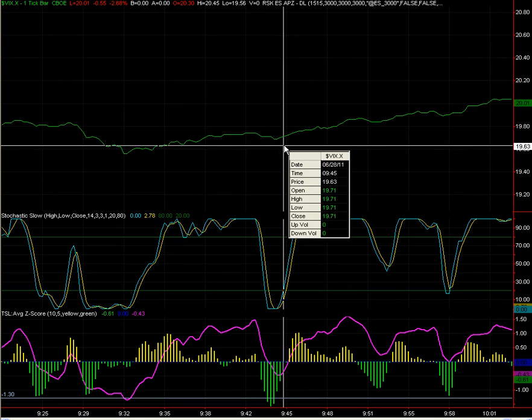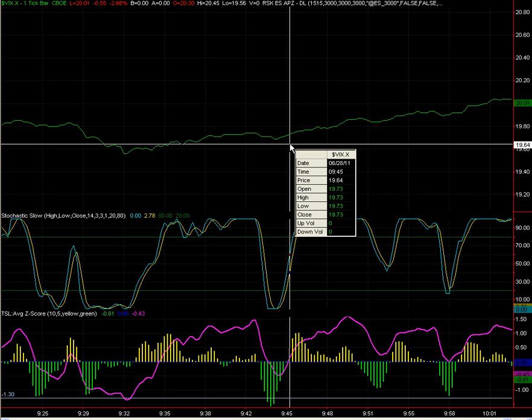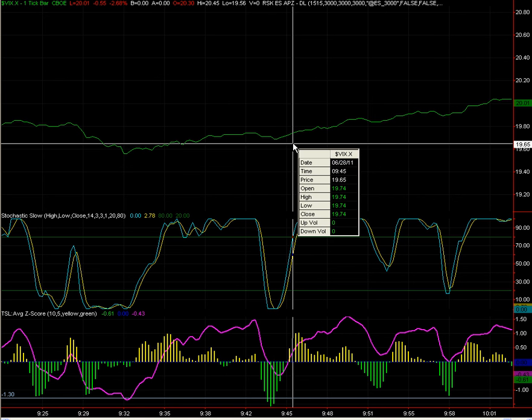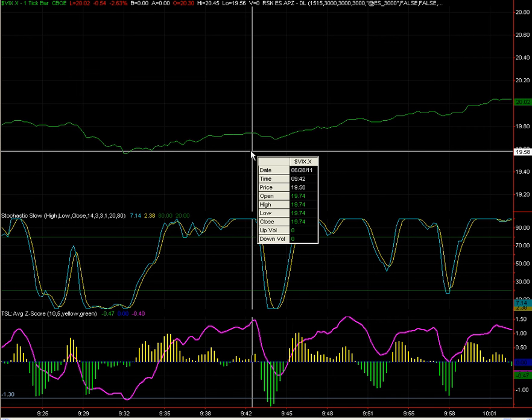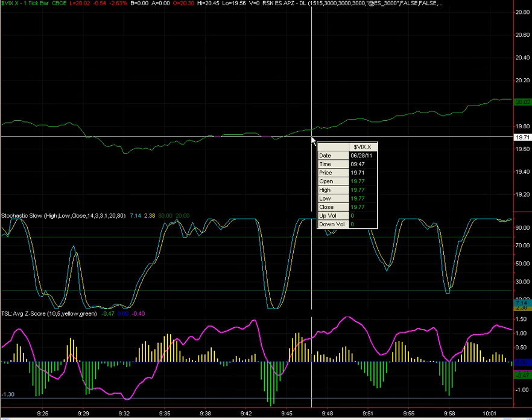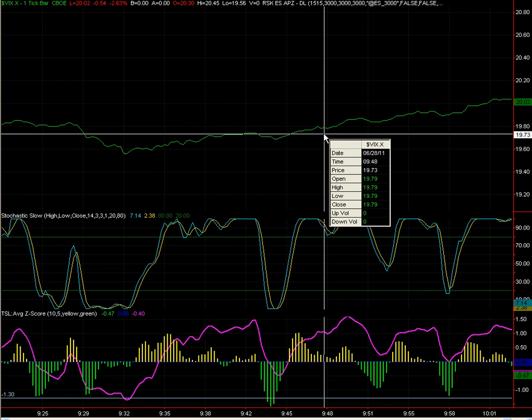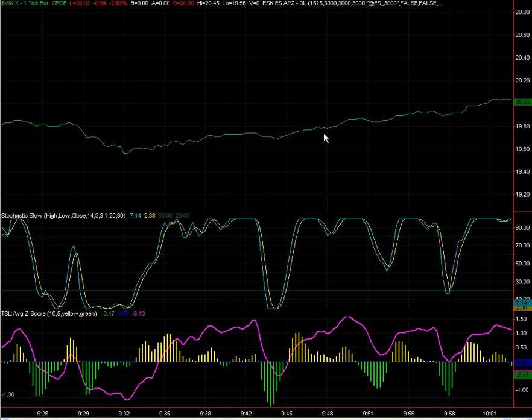But then as the VIX came back at 9:45, the price of the VIX again was at 19.74, same as it was here. But by 9:48, the VIX was at 19.79. That was a telltale sign that the market was going to come back down.